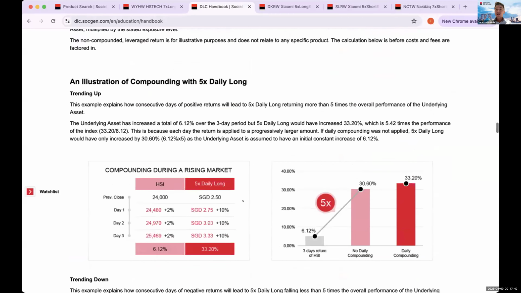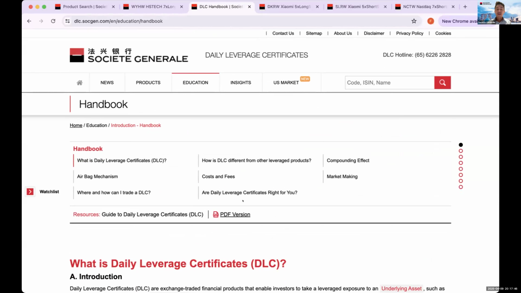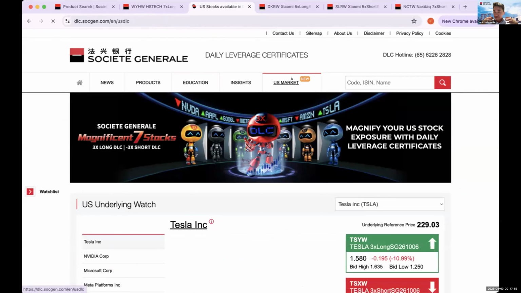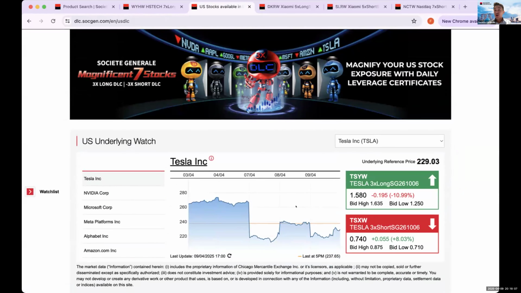So we've seen a lot of people trying to use the DLCs in the recent days, in recent months, because of the volatility. Hong Kong market rallied very hard, but now it's starting to correct quite hard, and the US market is trying to correct very hard as well. The US market is really experiencing extreme volatility these days. So for the US market, we have US stock underlyings, we have US indices underlyings.